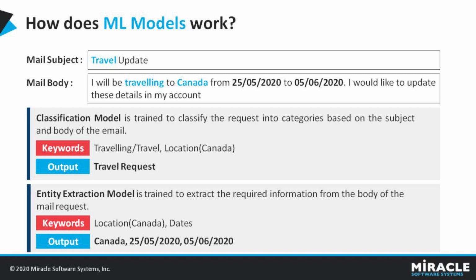So here in this example, you can see Canada is a location. It identifies that, and it also extracts the dates, from and to date. So it will also recognize this as a from date and this as a to date, and it will give all those details as output, so the bot can utilize it and update those in the banking portal.